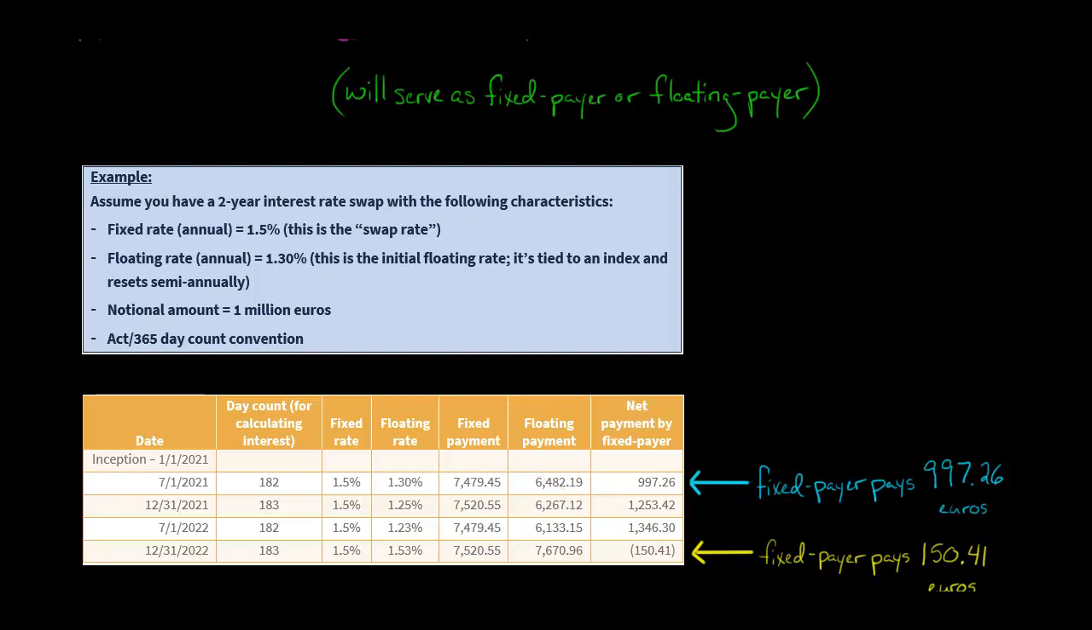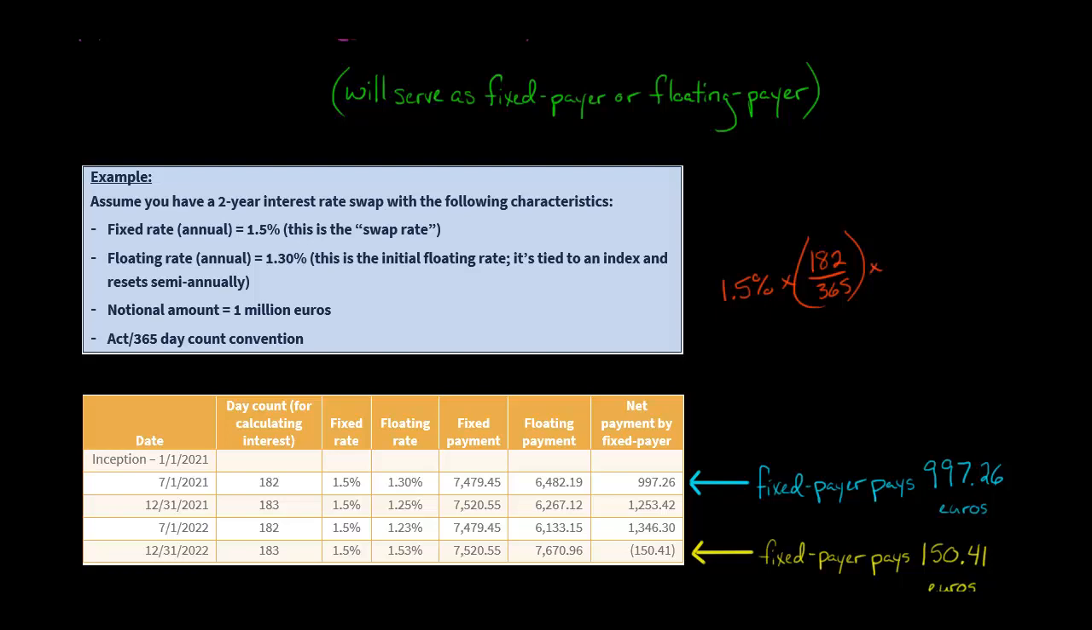So the fixed payment that is due on July 1st, 2021, by the fixed payer in this swap agreement is going to be 1.5%. Here, let me write this out for you. So 1.5% times 182 divided by 365. If you're wondering why that, remember, 1.5% is an annual interest rate, but this only applies for 182 out of 365 days. This is basically half the year. So we can't just multiply by 1.5% without accounting for this.